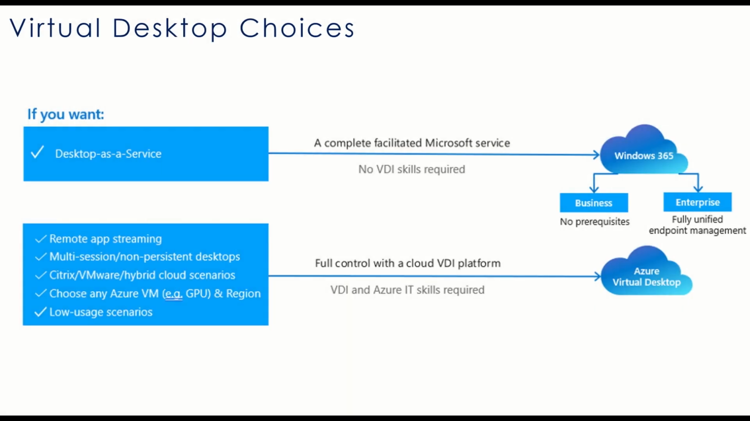In terms of the virtual desktop choices, if you're looking for a desktop as a service solution, you're most likely looking at a software as a service, which is Windows 365. It comes in two different packages, both business and enterprise. Business is for more of an out-of-box experience, simplified configuration and deployment, and also simplicity for the end user experience. There's also a package for enterprise, which is a fully unified endpoint management solution. It comes with the integration of virtual networks and an added layer of security, with the association of zero trust topologies.